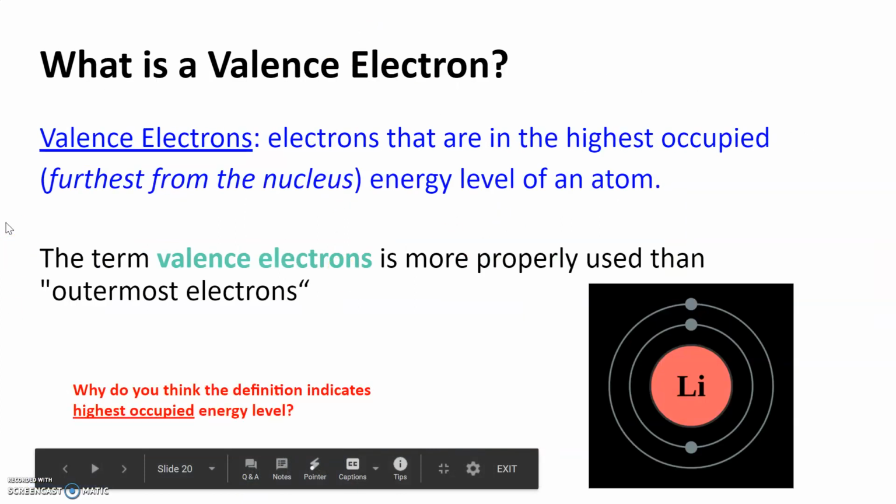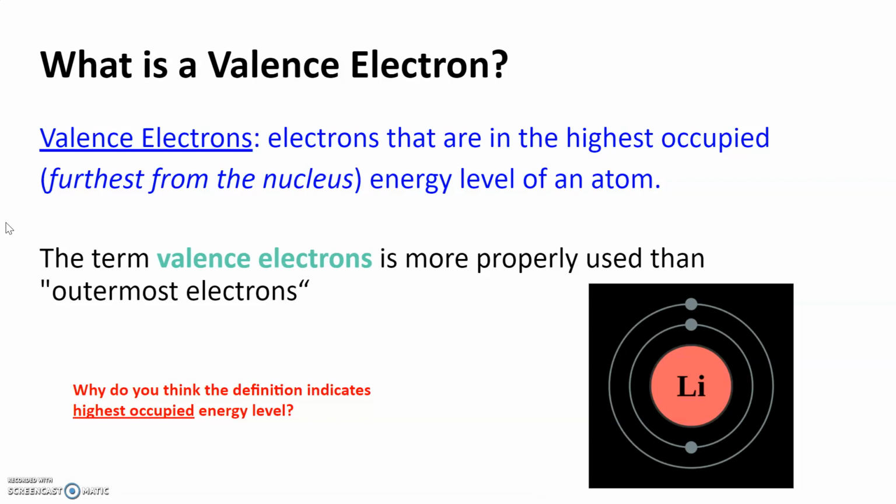The last thing I want to talk about is valence electrons. And this is a term that we will use because it's very important. Valence electrons are electrons that are in the highest occupied energy level. So that means they're furthest away from the nucleus of the atom. The term valence electrons is better to use than outermost electrons. And there's some intense chemistry reasons for that, so we're not really going to get into it. But we just need to know that the valence electron is in the highest occupied energy level.